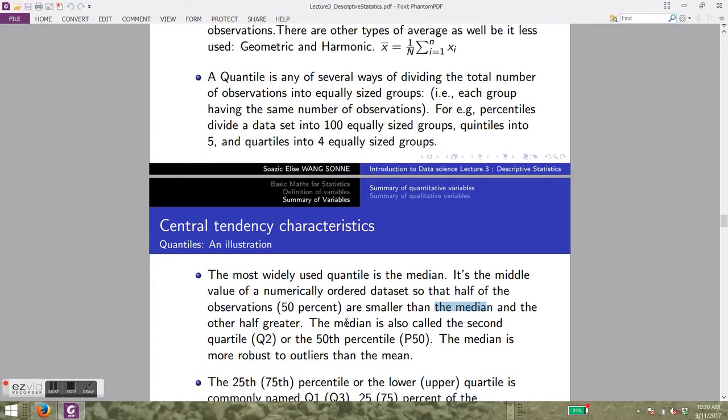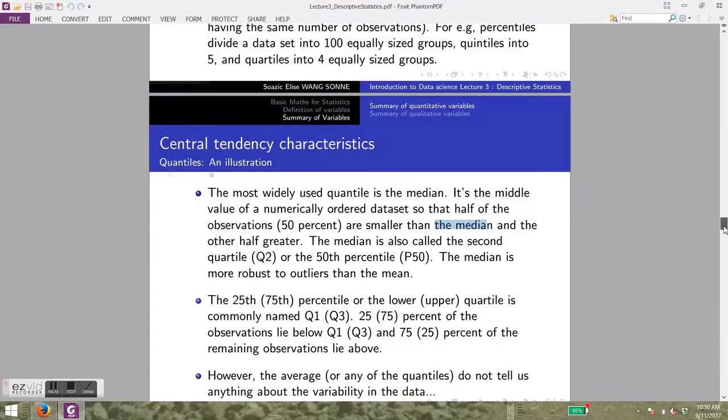In terms of comparison, when do we use the median or when do we use the mean as a summary statistic? It's better to use the median when you have outliers. The median is said to be more robust to outliers than the mean, than the average, right? So that's something very important.